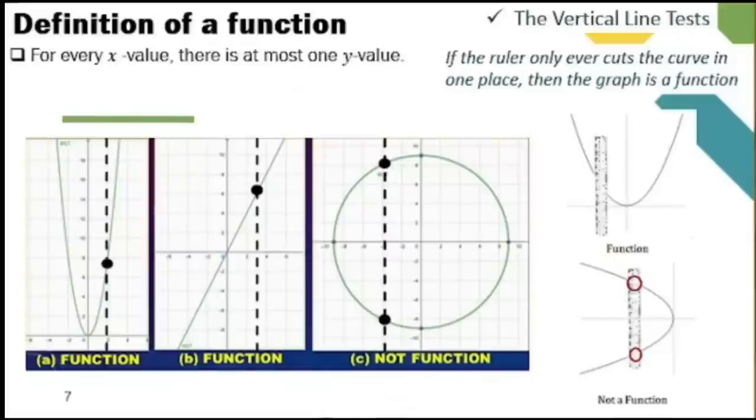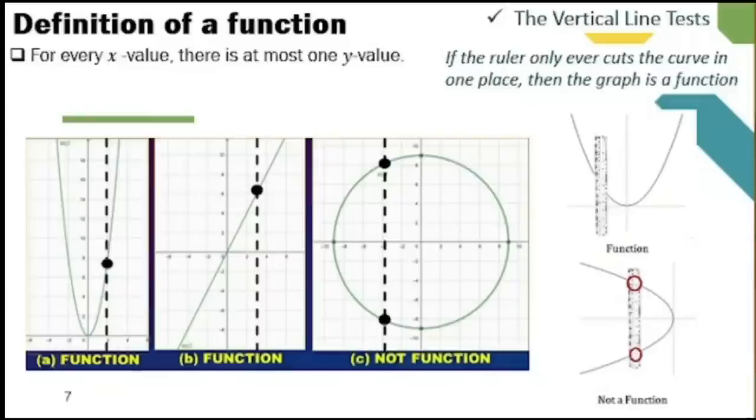So what is a function? A function is, for every x value, there is at most one y value. So how can I determine this? By doing a vertical line test. It means, if I have a ruler and it only ever cuts the curve in one place, then the graph is a function.